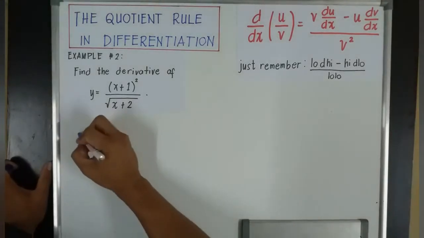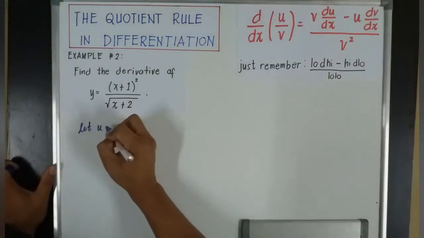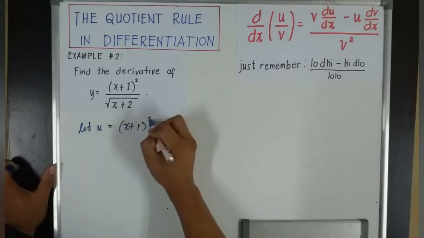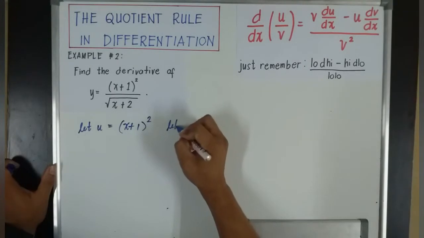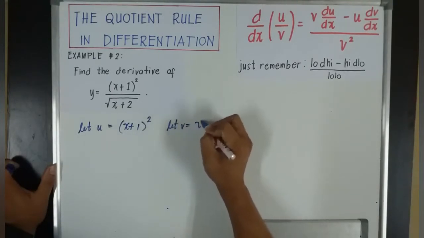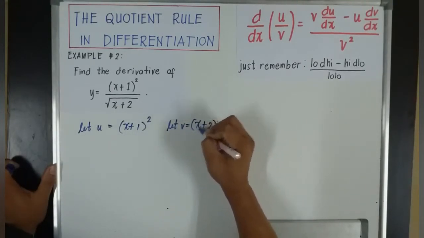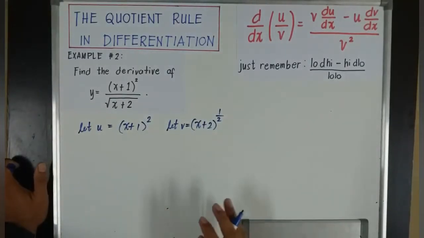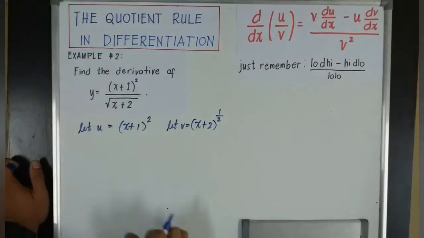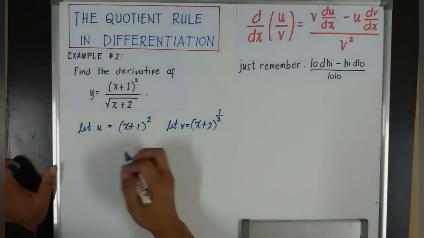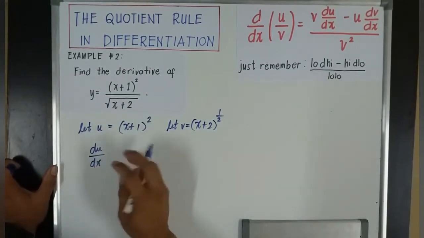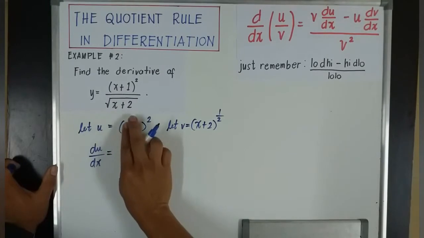So, here you have to let u equal x plus 1 to the power of 2 and let v equal x plus 2 to the power of 1 over 2. Again, why did it become 1 over 2? Remember, square root means the n there is 2, so 1 over 2. Next, what is du over dx? For du over dx, you use the cover up chain rule.